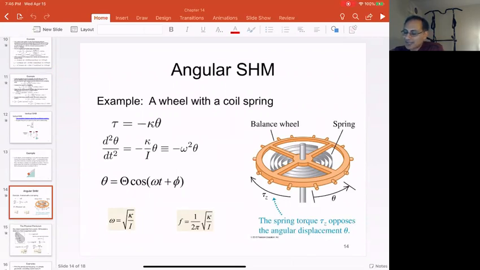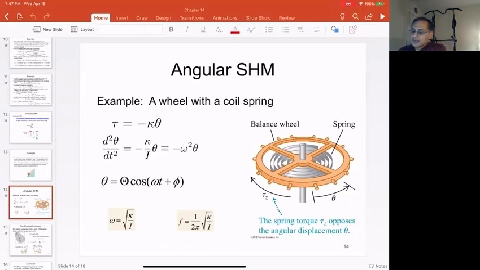So what this is, is you've got a spring, and the spring is in the form of a coil. And then if you turn the wheel, then the spring will try to come back to the way it was, right? So if you try to turn the balance wheel, then the spring will just try to bring it back. But then the wheel will overshoot and go in the opposite direction. And so if you disturb the system, like if you just turn it one way and let it go, the balance wheel is just going to rotate back and forth. So this is an example of angular simple harmonic motion.